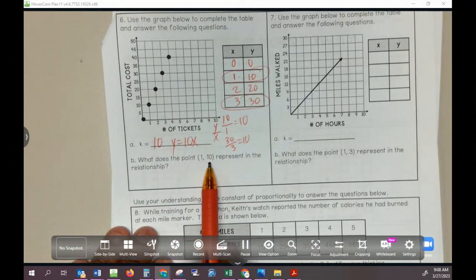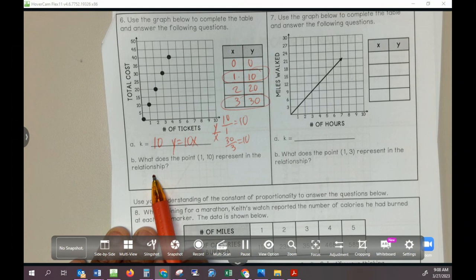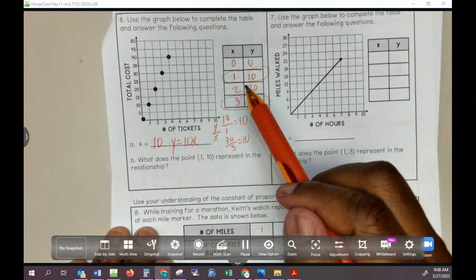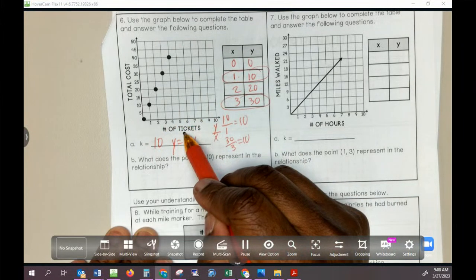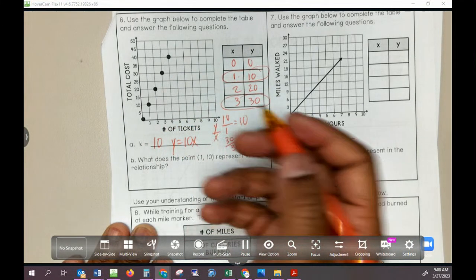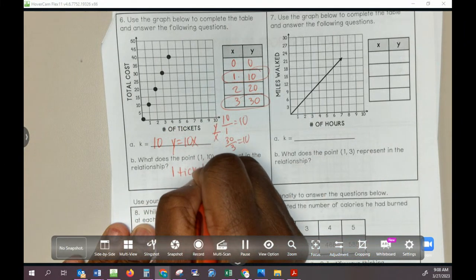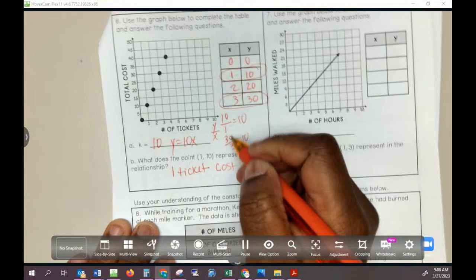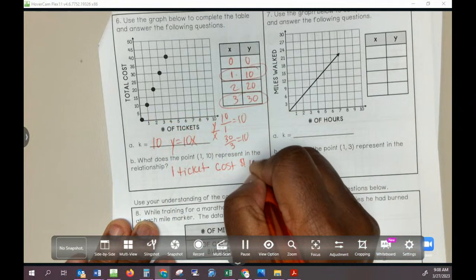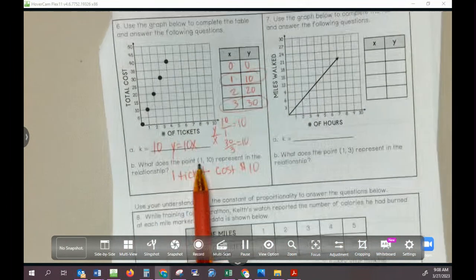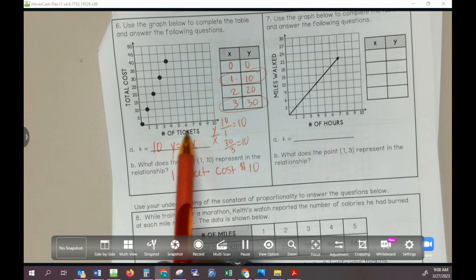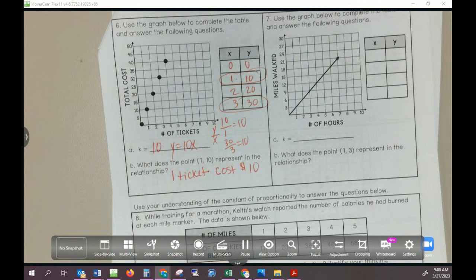And it says, what does point (1, 10) represent in the relationship? So what they're asking is, what is this graph really saying? What it's telling us is that at 1, that's the number of tickets. So we can say that one ticket costs $10. So what does (1, 10) represent in the relationship? One ticket costs $10. Because that's how we'll interpret it. We have to use whatever the titles are on the graph.